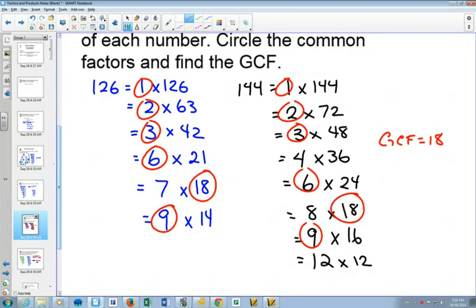Yes? Are we supposed to know how to do both methods? You can pick which method. You don't need both methods.